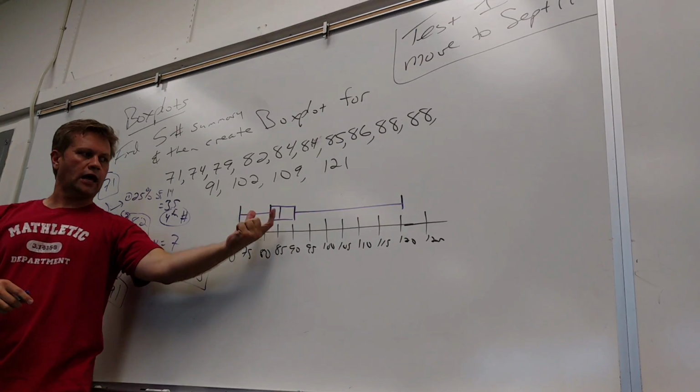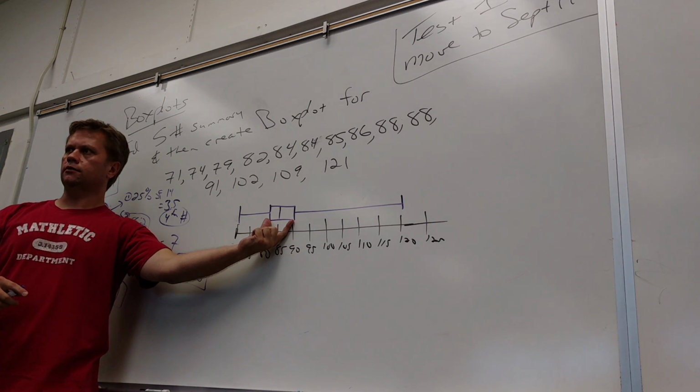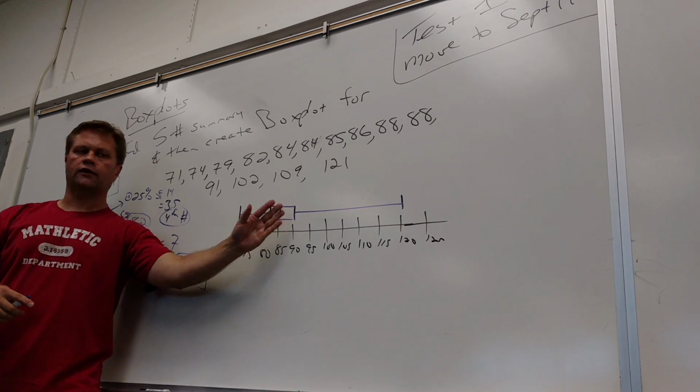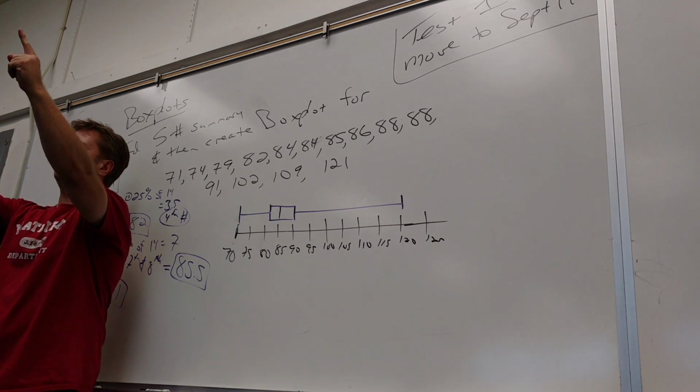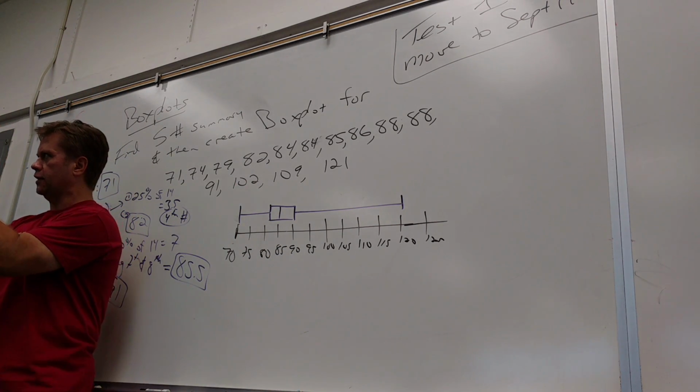Most of the data, in fact, how much of the data is in that little box? 50%. I love it, because that's Q3, Q1, 75% below, 25% below. There must be 50 in the middle. So that's the middle 50%.